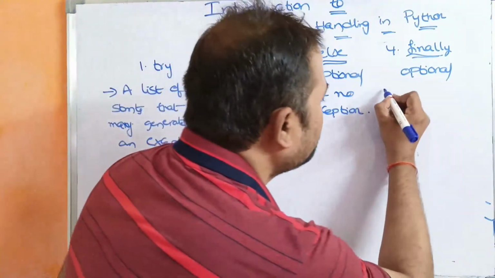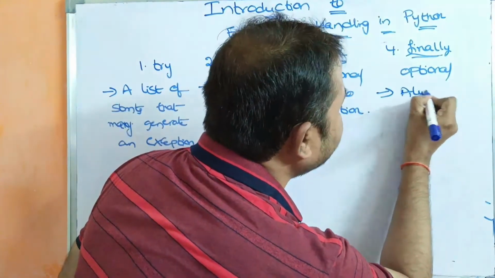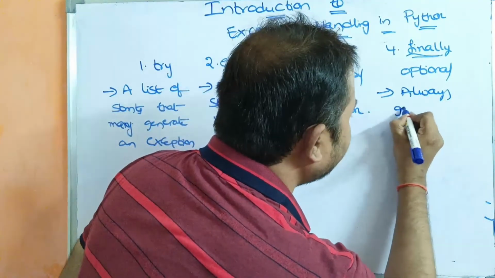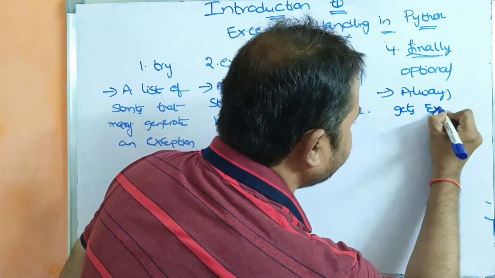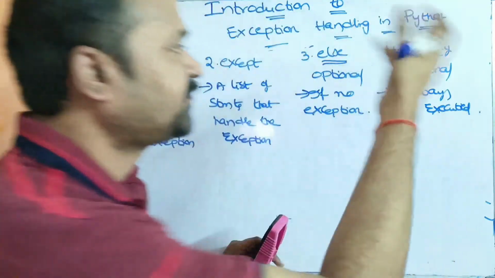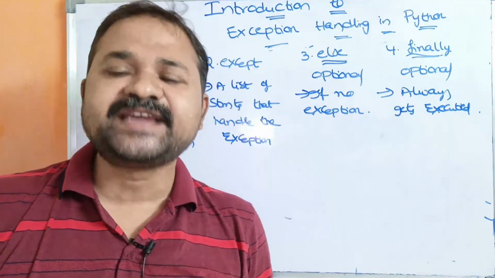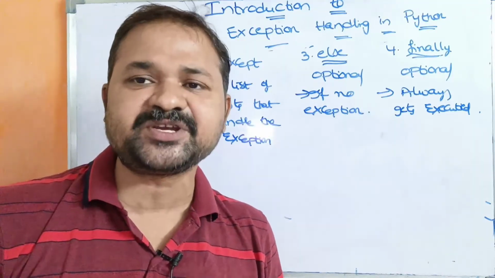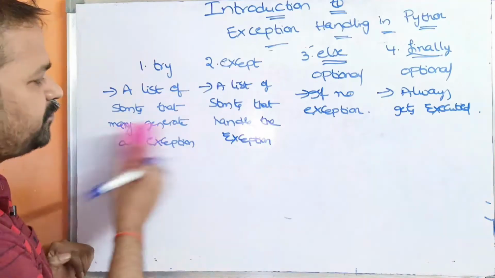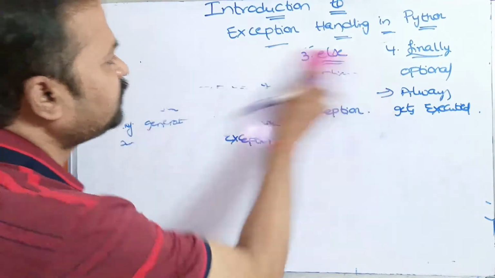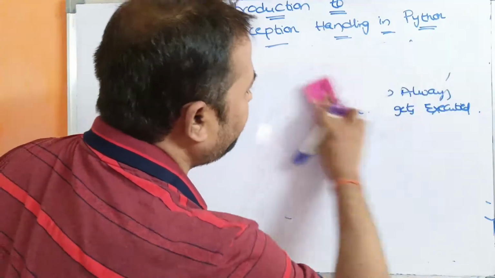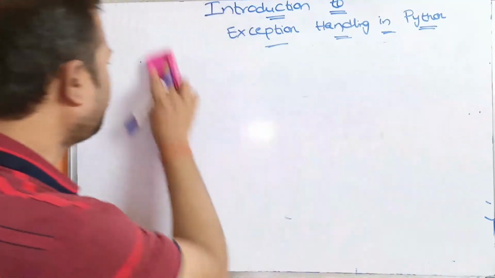And the finally block always gets executed irrespective of exception or no exception. So the finally block always gets executed whether there is an exception or not. Now let us see an example program based on these four: try, except, else, and finally. Okay, let us see the program.